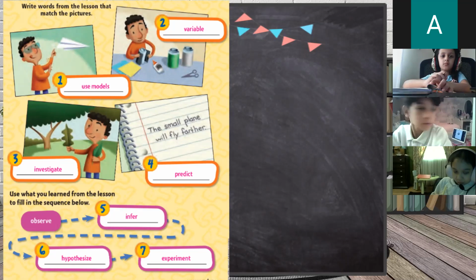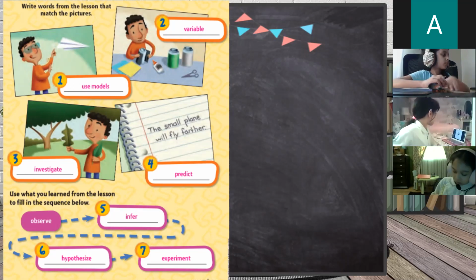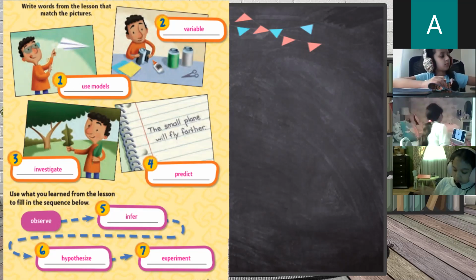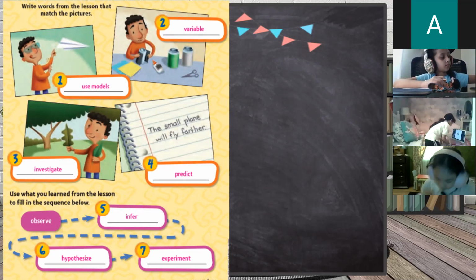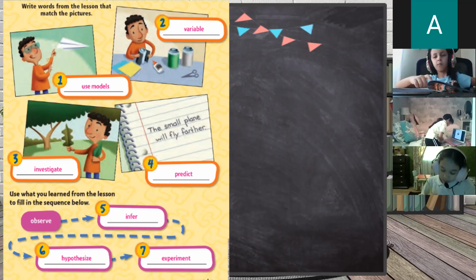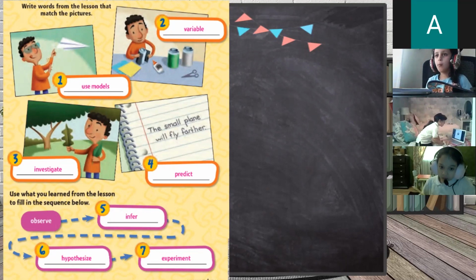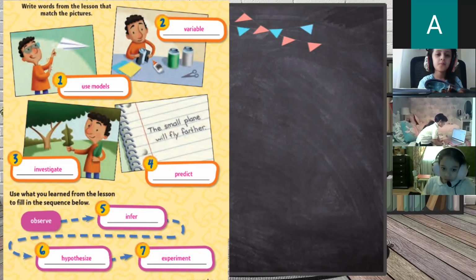If I put sugar in the water, then the water will be sweet. This is a hypothesis. Okay, can I test my hypothesis? Yes, I can try the water and see if it's sweet or not. Then the experiment is what I already did. I put sugar in the water, then I tasted, and voila, this is my experiment. It is sweet. Okay, guys?